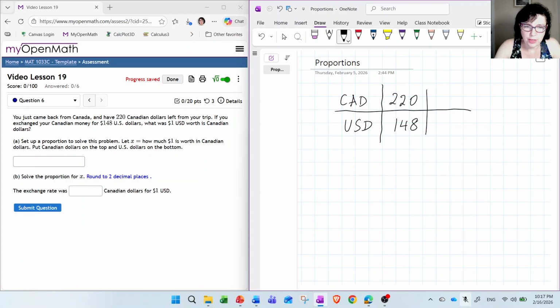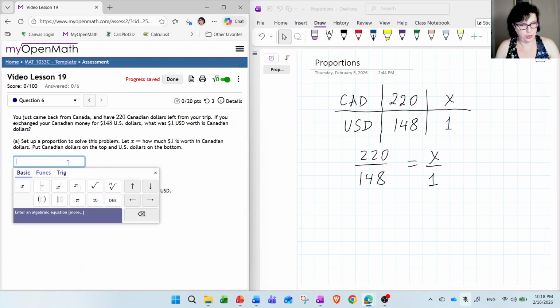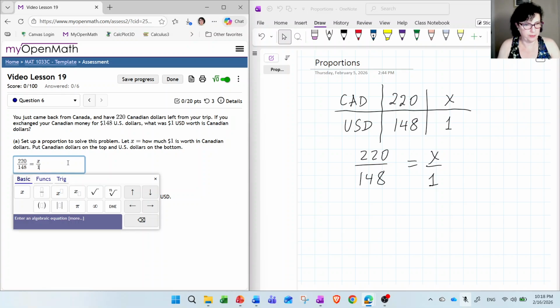So far. Okay. Then it says, what was $1 worth in Canadian dollars? Where are we going to put the one? That's where people get confused. But once you make a table, you can see that that one is United States money, right? And that means it's going to be over here. And then whichever cell is left of the table, we're going to call X. And that means that we're going to get a proportion: 220 divided by 148 equals X divided by 1. Right? Okay, let's see if we can put that in there and see if that's right.